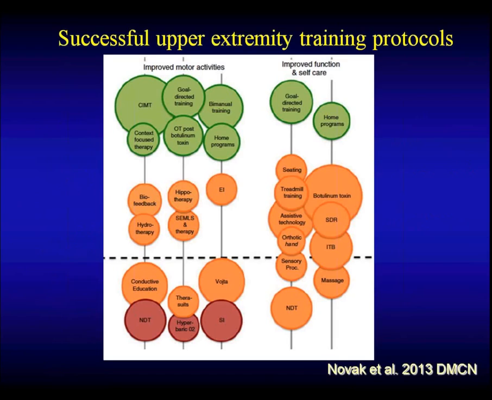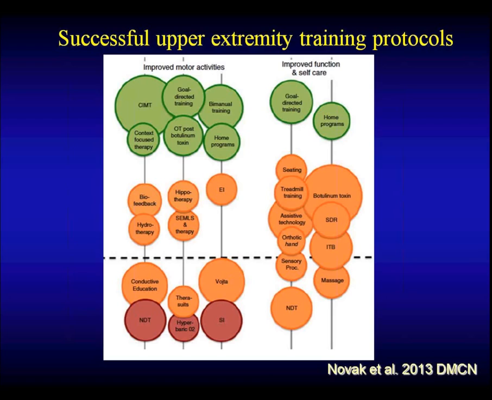Iona Novak recently published a nice review summarizing basically all the successful upper extremity training protocols. And basically, what you can see here, green basically means that there is good evidence. Basically, you should go ahead and implement these types of programs. Orange meaning that there's some evidence, and maybe consider these, but with caution, and red meaning basically that there is no evidence to support their implementation.